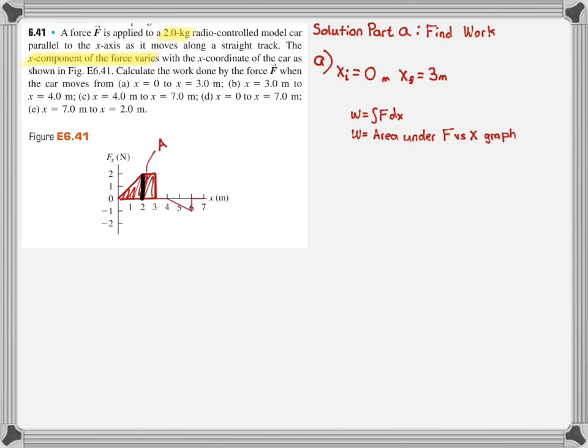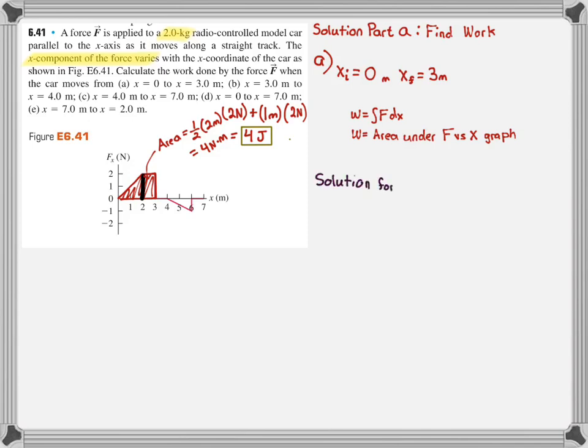So we can calculate the area by finding the area of the triangle first, which is 1/2 base times height. So we have 1/2 times 2 meters times 2 newtons, plus the area of the rectangle, which is just base times height, so 1 meter as you go from 2 to 3 times 2 newtons. And the area underneath that curve is 4 newton meters, which is 4 joules. So the amount of work that was done from the 0 meter to 3 meter mark was 4 joules.